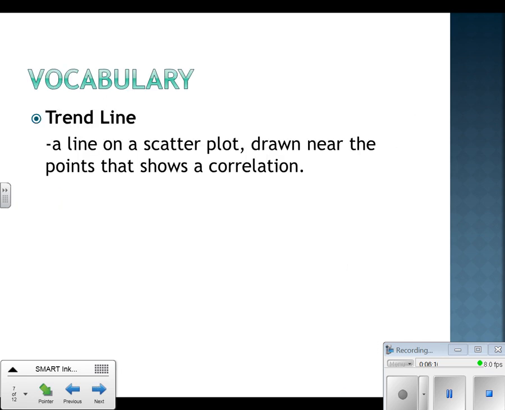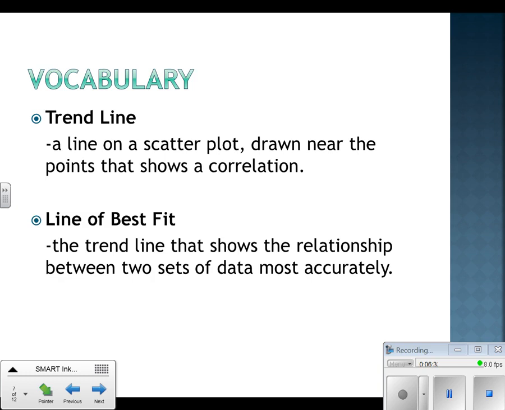The trend line was that line that I just drew in with my green marker there. It's a line on a scatter plot drawn near the points that shows the correlation. It takes all of your points and estimates a line going through all those points. That line is a line of best fit. It's a trend line that shows the relationship between two sets of data most accurately.